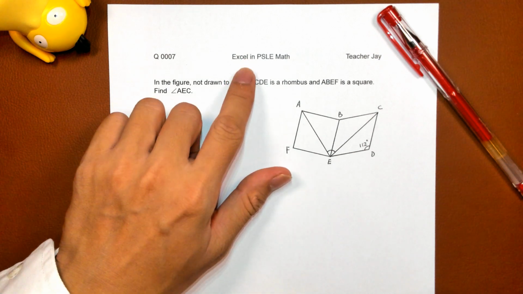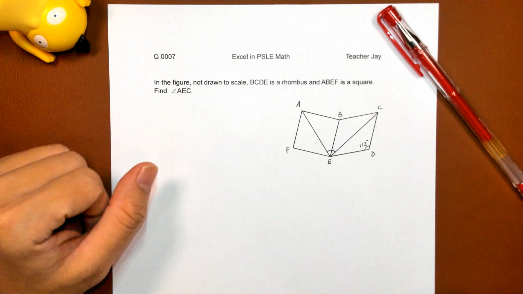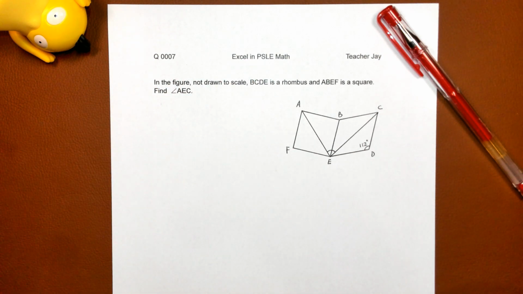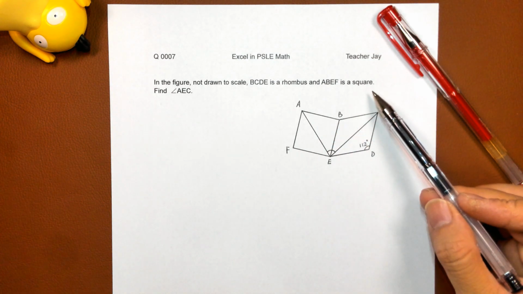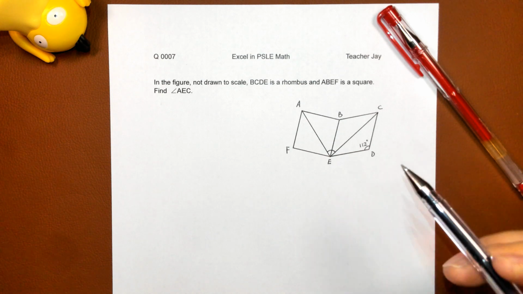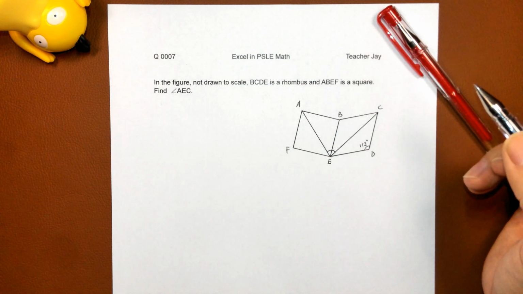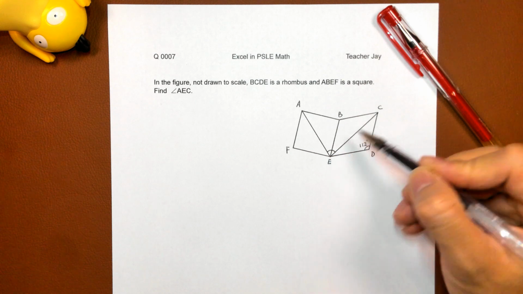Excel in PSLE Math Question 7. In the figure not drawn to scale, BCDE is a rhombus and ABEF is a square. The question is to find angle AEC.